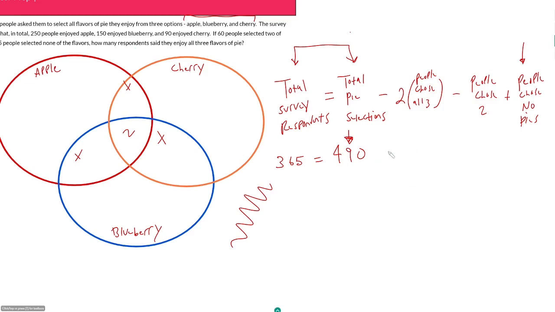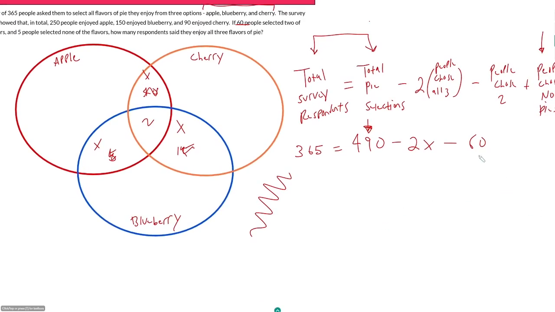So game over here, I just got to plug in and then not make a math mistake. So 365 is equal to 490 minus 2x, minus, so our people who chose 2 is 60. Usually they give this number as an aggregate. So they could have broken it up and said, this is 40, this is 15, and this guy here is 5, in which case you would just have to subtract each of these one time. But usually, as in this case, they just give it as an aggregate, which is even easier. So minus 60, and then how many people? 5. Selected none. So those are the people who never got counted in this number here, so we got to add them in. And now, let's just do some arithmetic.